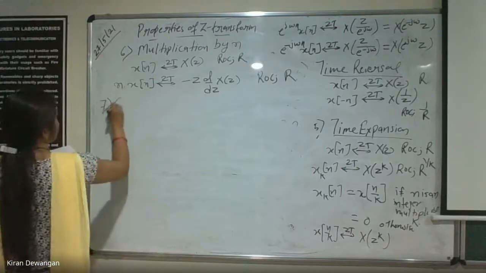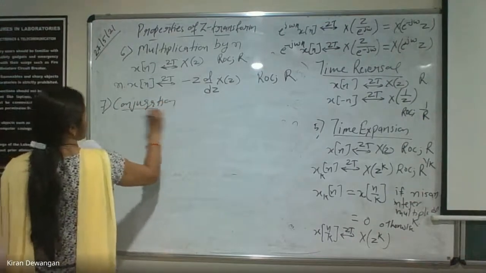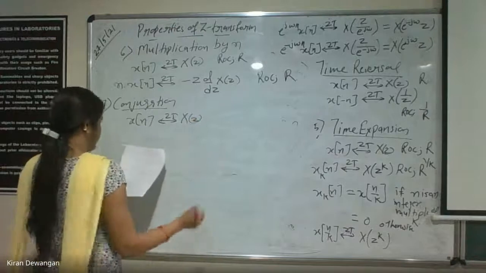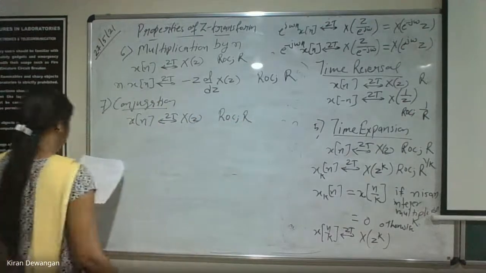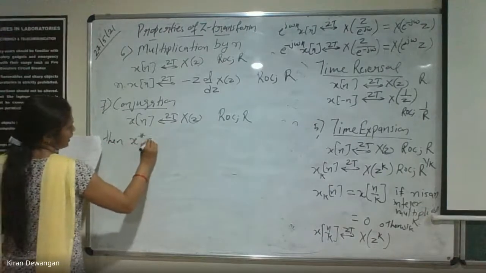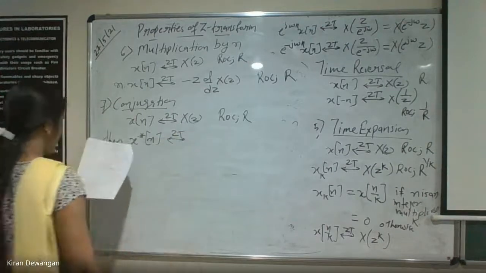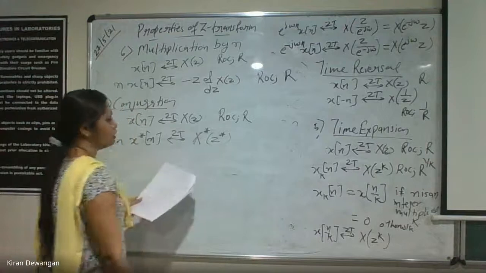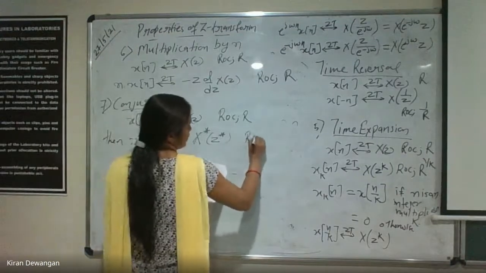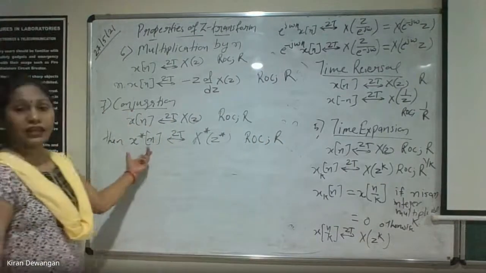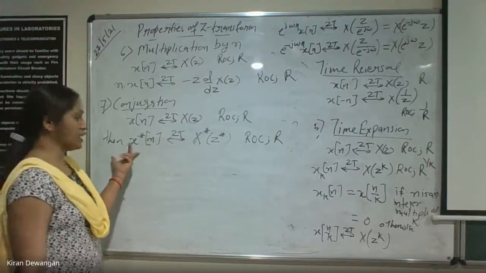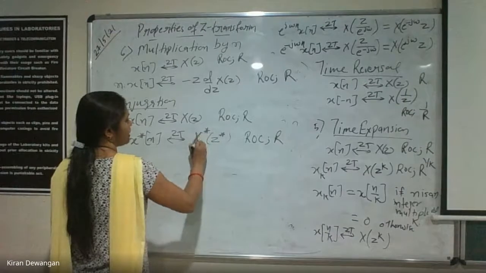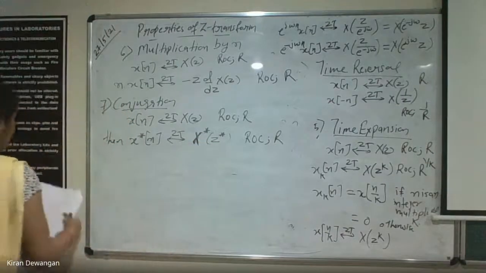Multiplication by n will be the differentiation in z domain. Now the seventh one is the conjugation property. Conjugation property states that if x of n has z transform x of z with ROC R, then x conjugate of n will have z transform X conjugate of z conjugate, with ROC still R. So if x of n is complex and we take x conjugate n, then the z transform will be capital X conjugate with z conjugate. So this is the conjugation property.